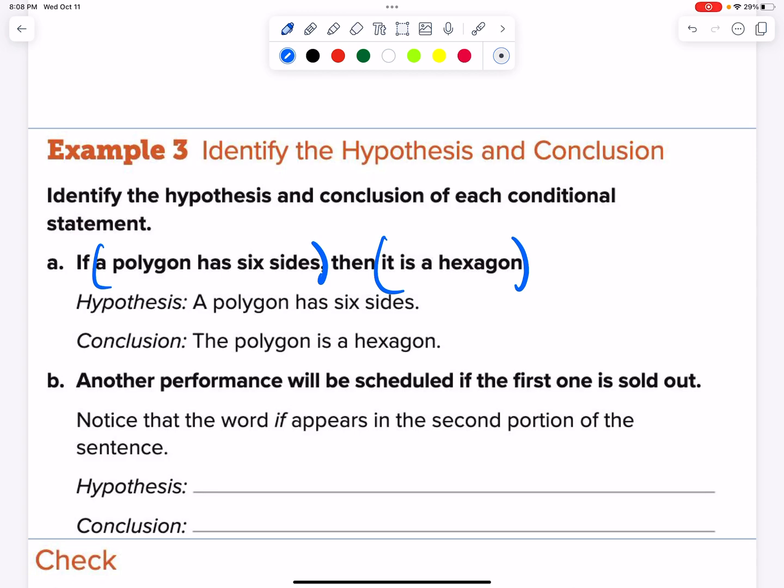Okay. Another performance will be scheduled if the first one is sold out. So again, if is in the second portion of the sentence. If is followed by the hypothesis. So if the first performance is sold out, okay, then another one will be scheduled.